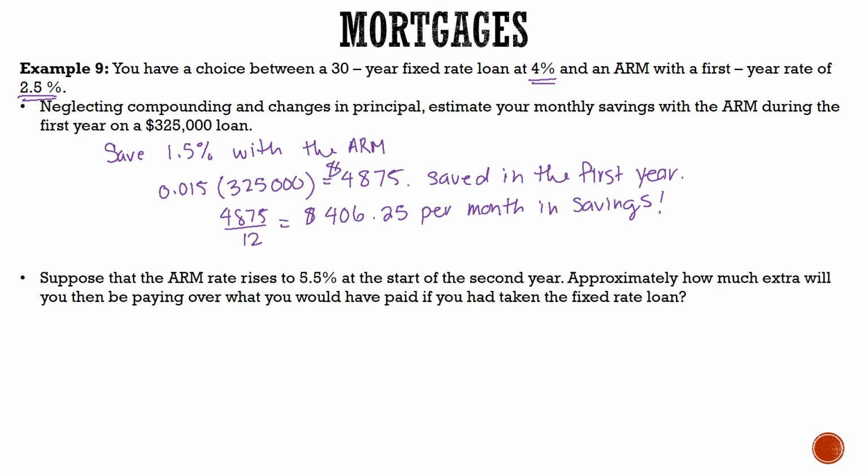Okay, so suppose that the ARM rate rises to 5.5% at the start of the second year. Approximately how much extra will you then be paying over what you would have paid had you taken the fixed rate loan? So now we're working in the other direction. So now our ARM rate is 1.5% higher than it would have been with the fixed rate loan. So now we are going to be paying 1.5% more with the ARM than the fixed rate.